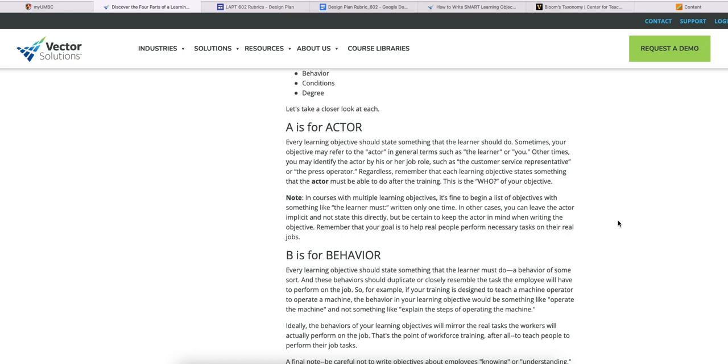Audience, the person who's doing the learning. And this is knowable because you've already written your target audience or your target population statement. The A should be the same for every single objective in your design plan. The actor or the audience, the single learner, is the same.